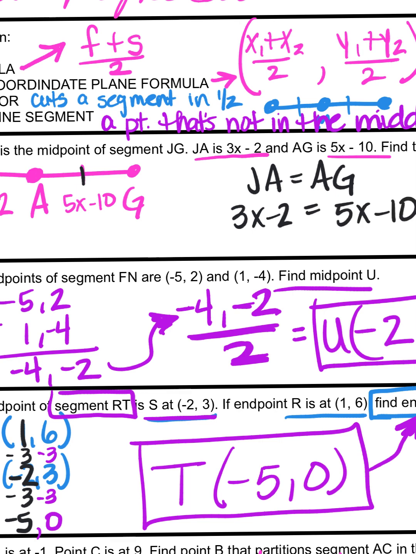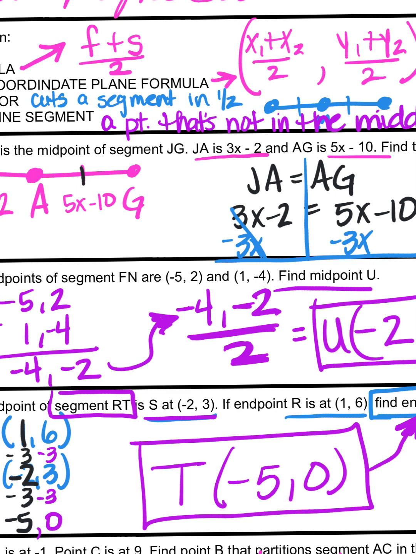So now you just solve for x like you always do. I'm going to subtract 3x from both sides, and I'm going to have to move over here. So I get negative 2 equals 2x minus 10. So I'm going to add this 10 over here. I get 8 equals 2x. So x is 4.